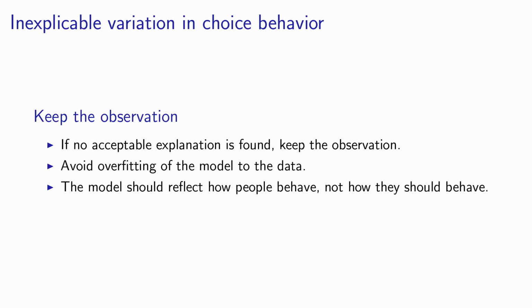This is extremely important. It's not because your model is not able to explain the choice of this individual that you should remove the observation from the sample. This is very important, because if you do so, you will overfit the model to the data. So remember that the models that we are developing should reflect how people behave, not how we would like them to behave. And in the model, the role of the epsilon is exactly designed to capture these discrepancies between the modeling assumptions and the actual behavior. So we definitely keep the observation and we just live with it.